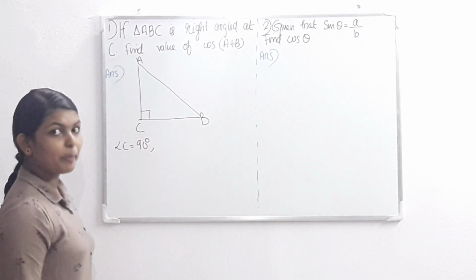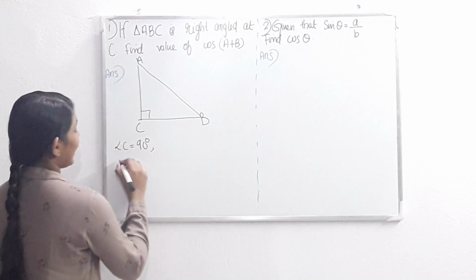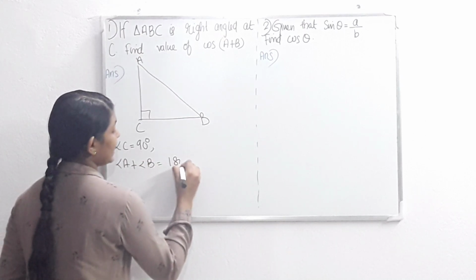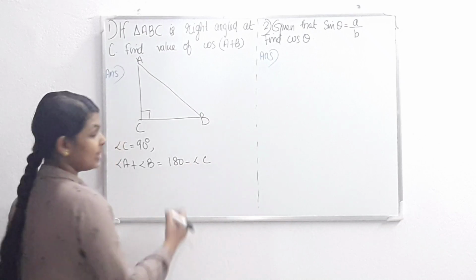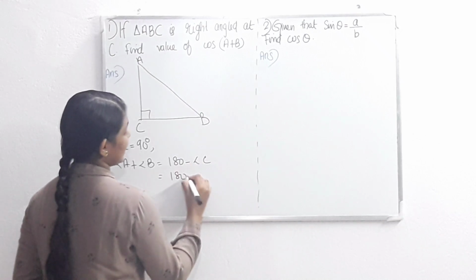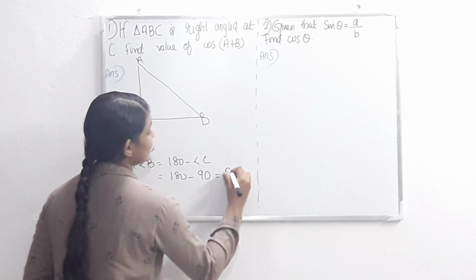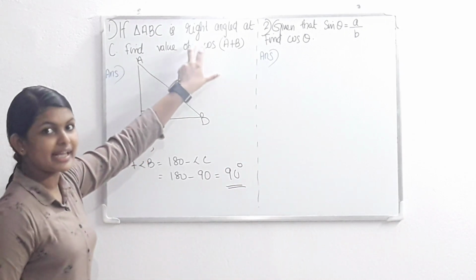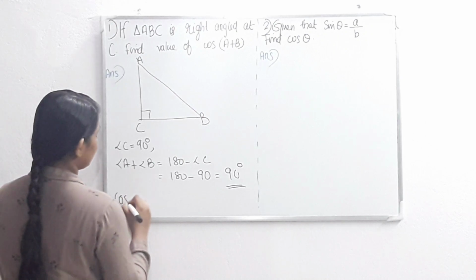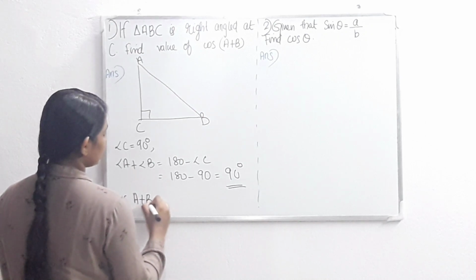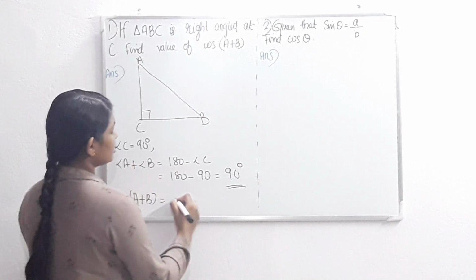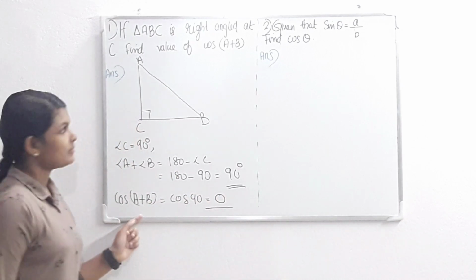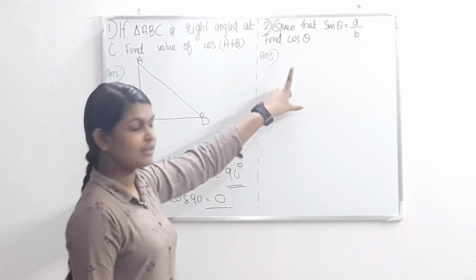From the angle sum property of a triangle, we can write angle A plus angle B equal to 180 minus angle C, which is 180 minus 90, equal to 90 degrees. We are asked to find the value of cos(A plus B). So cos(A plus B) is equal to cos 90, and this is equal to 0. Now we can discuss the second question.